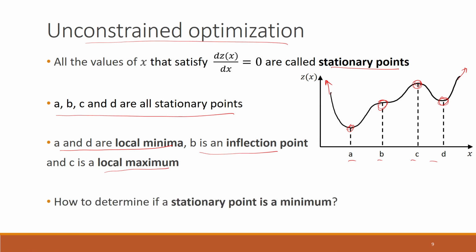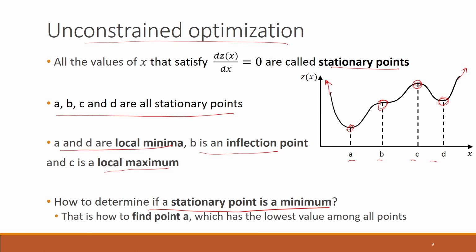Now, the big question here is how to determine if a stationary point is a minimum. We have seen here that not all the stationary points need to be the minimum. Whenever I say minimum in this course, I automatically mean that it is a global minimum that I am referring to. So, we want to find a point A which has the lowest value among all the points.